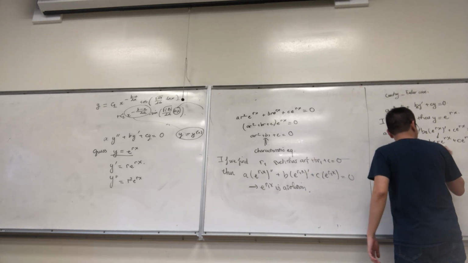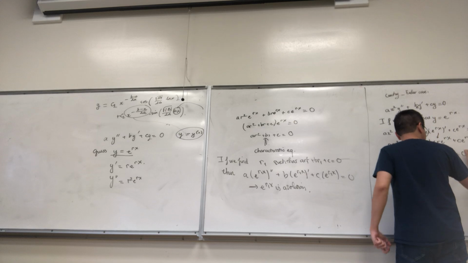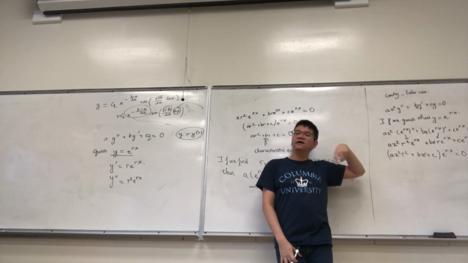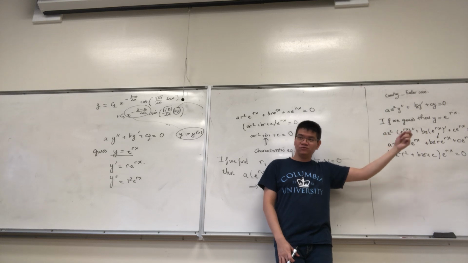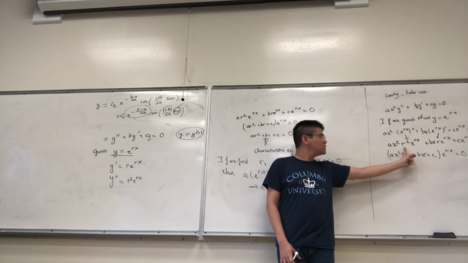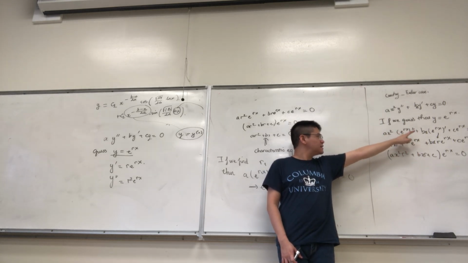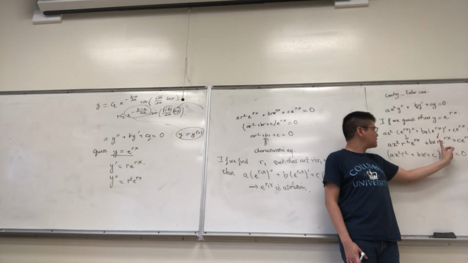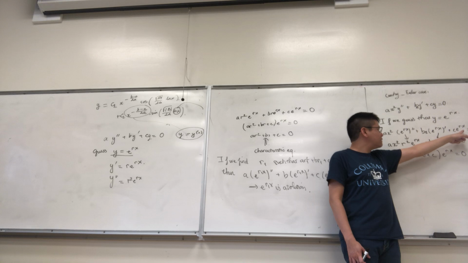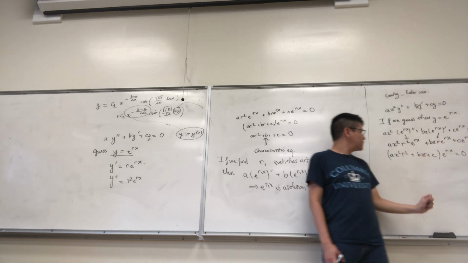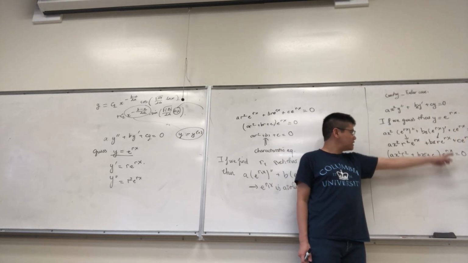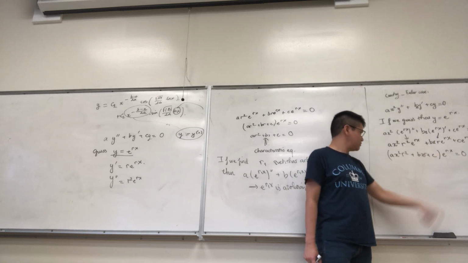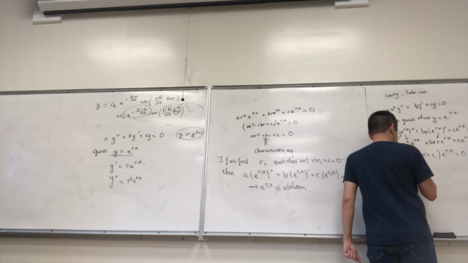So I put e to rx outside, right? Suppose that I guess the form of the solution is exponential of x. I plug it into the equation. So y second will be r squared e to rx, y prime will be r e to rx, and this is the same. Now I put e to rx outside. I have a x squared r squared plus b x r plus c is 0.